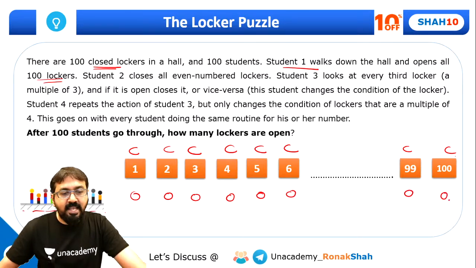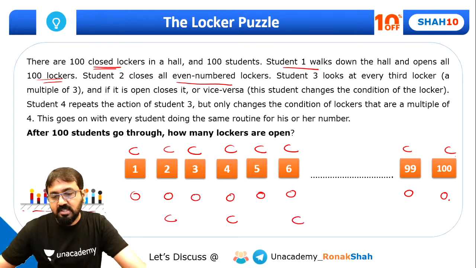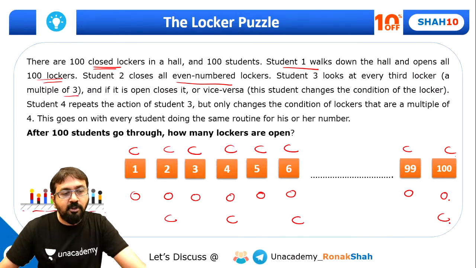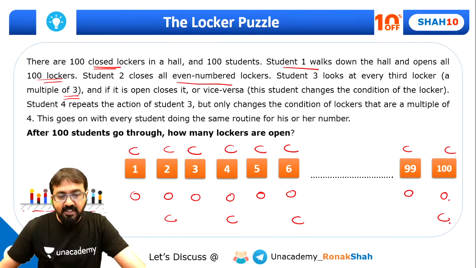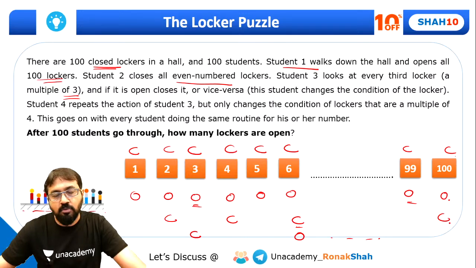Then the second student comes, student 2 closes all the even number lockers. Then student 3 looks at every third locker, a multiple of 3 rather, and if it is open he closes it, or vice versa. He changes the position of the locker. So if you look at locker number 3, when student number 3 comes, this locker was open because it was not touched by the second student, so he will close it. Then locker number 6 was closed, so he will open it, and so on. Locker number 99 was open, so he will close it.